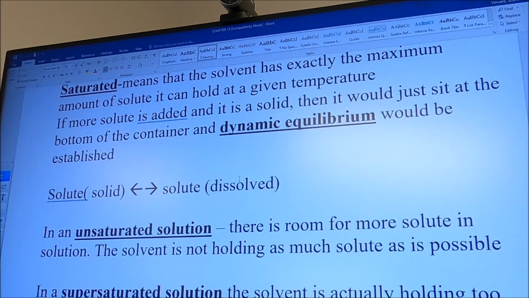Alright, saturated, unsaturated, supersaturated. Saturated means the solvent is holding the exact amount of solute that it can hold. That's the maximum. Okay? If more solute were added and that solute were a solid, it would just settle to the bottom of the container and sit there. And then what we would see at that point is what's referred to as a dynamic equilibrium.